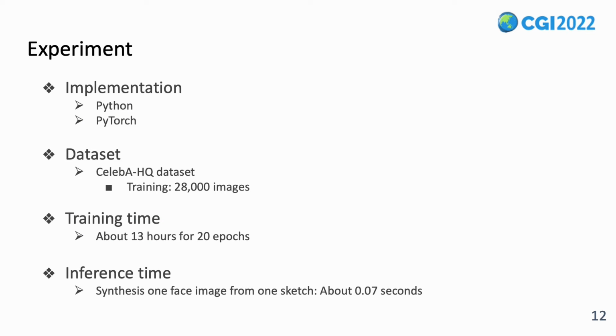Next, I introduce the experimental results. The experimental environment is as follows. The inference time is about 0.07 seconds to generate one face image from one sketch, so a user can generate and edit images interactively.